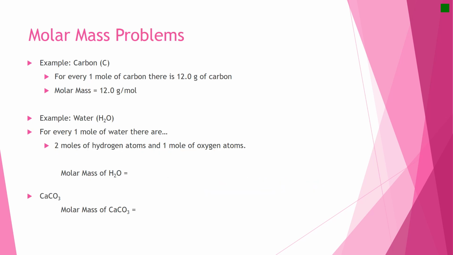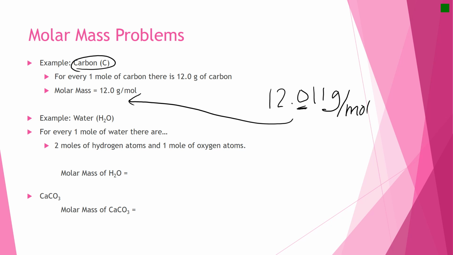So let's try to do some example problems. If I just wanted the molar mass of carbon, all I have to do is look at my periodic table, and I notice that carbon on mine is 12.011. Well, there's no grams, but that's what the unit is now. And I just want you to round it to the nearest tenth. So we're going to be rounding it to there. So that would be 12.0 grams for every 1 mole.